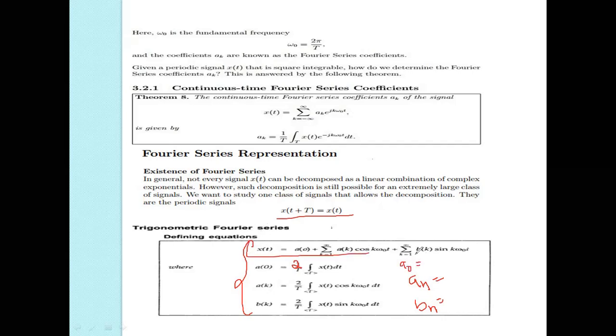And for the trigonometric Fourier series, the expression has three terms: a of 0, and the sum of k equal to 1 to infinity of a of k cos k omega naught t, and the sum of k equal to 1 to infinity of b of k sin k omega naught t.